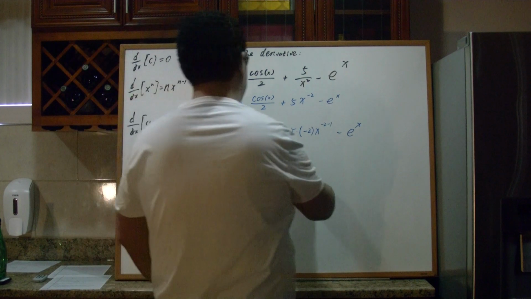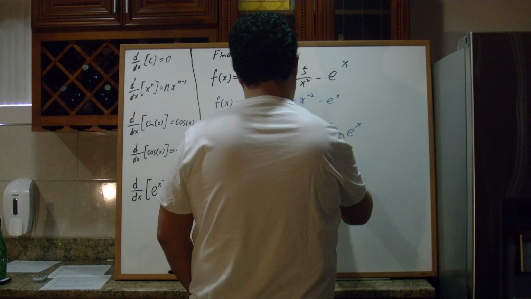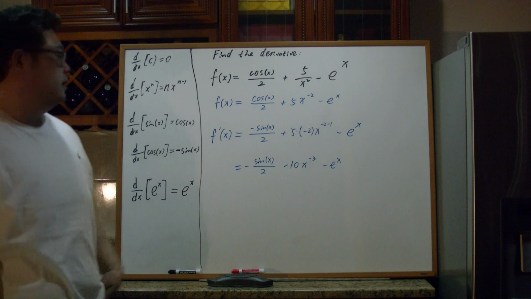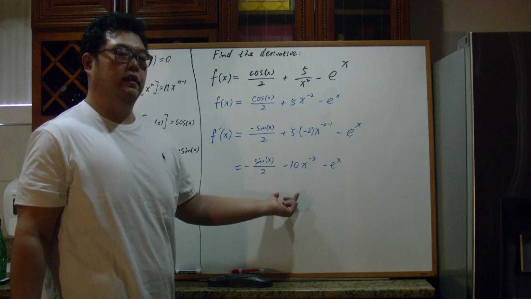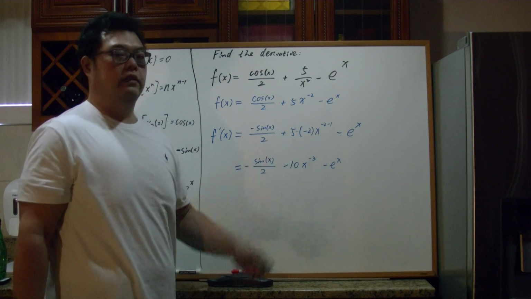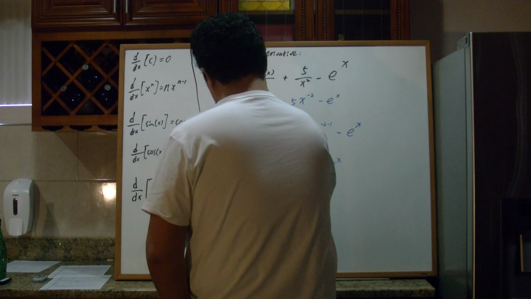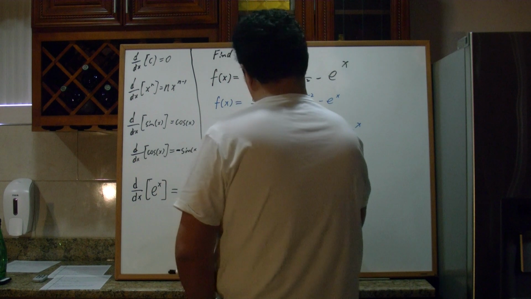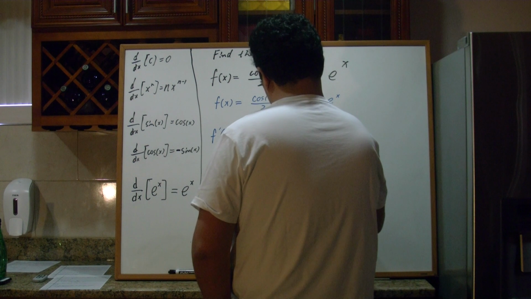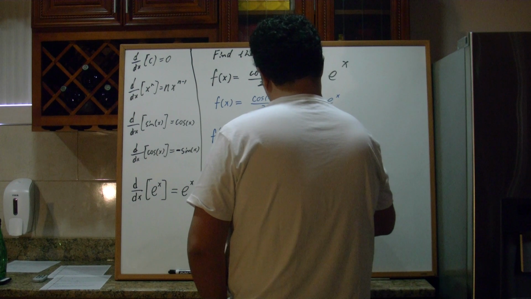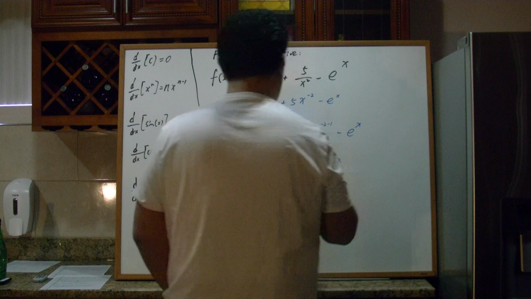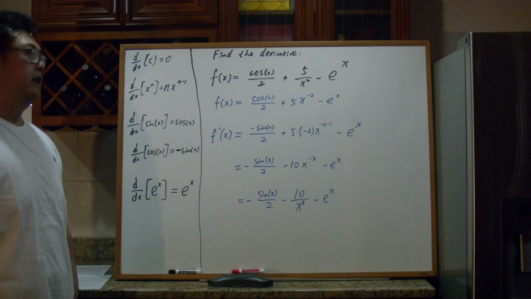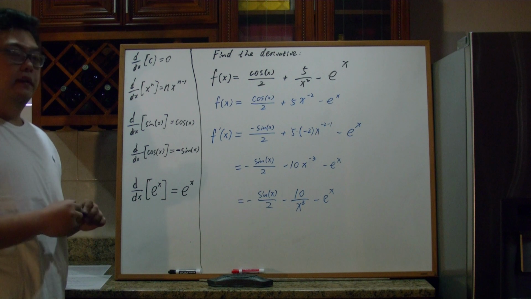That is negative 10 x to the negative 3. Again, only the middle term is a main concern. The third power will stay on the denominator. Negative third is going to flip down. And negative sine x over 2 minus 10 over x to the third minus e to the x will be our derivative of this function.